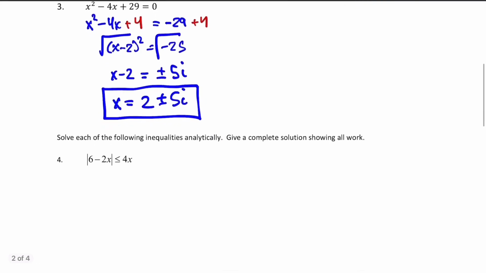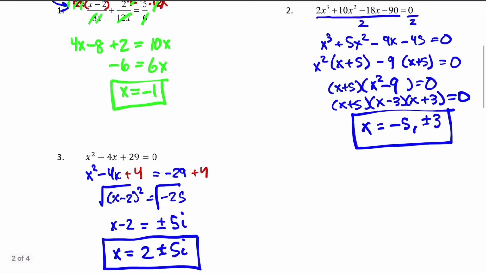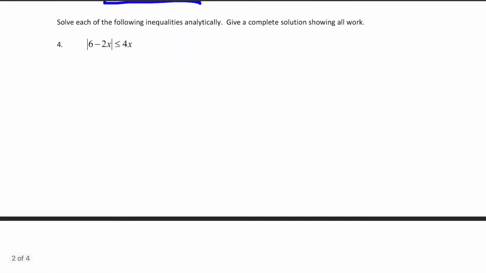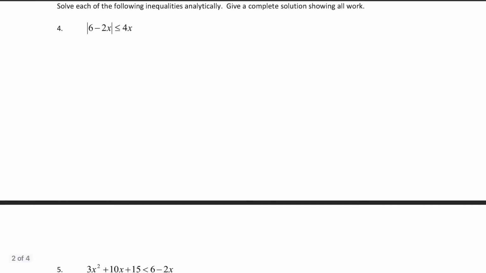You can expect to see some negatives under radicals. Now, those are 3 equations. We're moving on now to inequalities. Solve each of the following inequalities analytically. Give a complete solution showing all work.